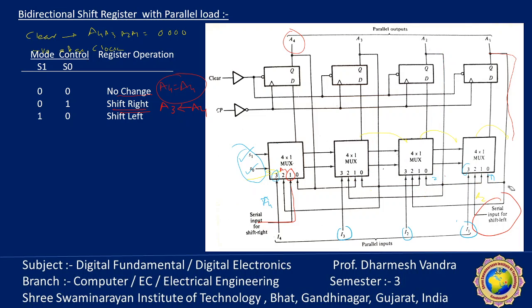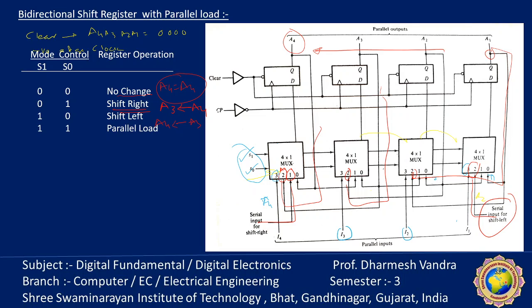All the MUX line 2 is here, and what is the 2? 2 contains the serial left-hand side. The value of A1 is transferred here to the next, A2. Similarly, here is the previous stage, and this is also the previous stage. So in shift left-hand side, all data is shifted left. So here A4 is shifted to A3, and the final stage is parallel load.